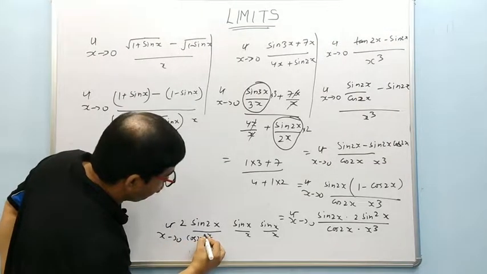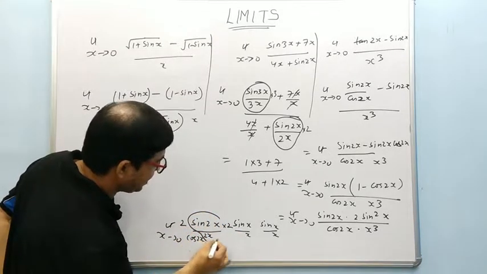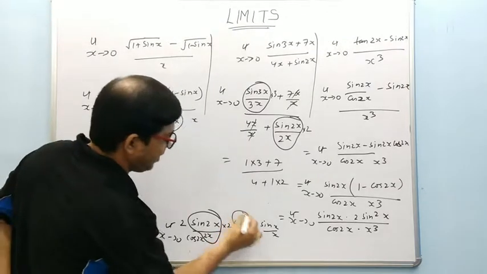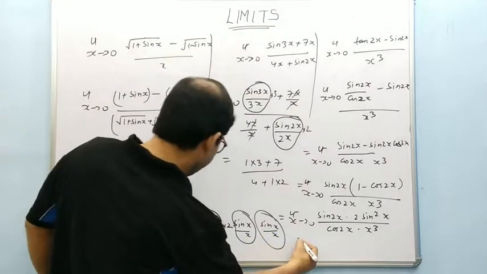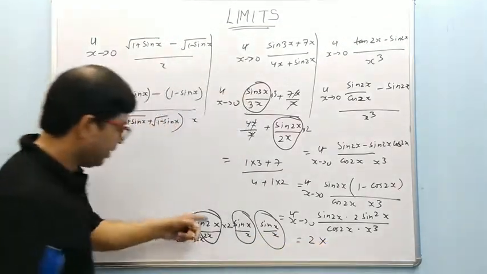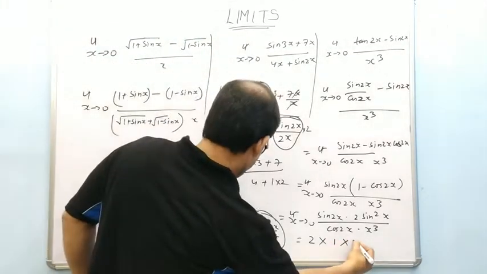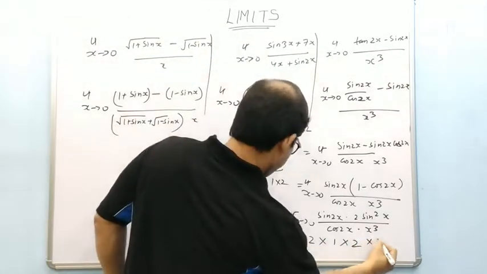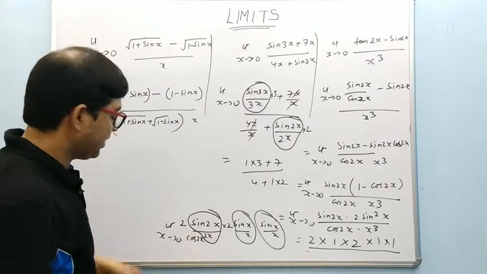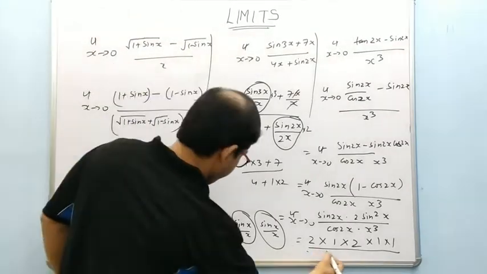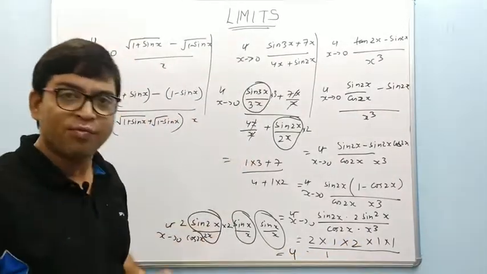Now just supply 2 here, 2 here to make the sin x by x form. This is already sin x by x, this is already sin x by x. So now you can take the limit very easily. It is coming out to be 2 into, this is 1 into 2, into 1 into 1 divided by cos 2x, that means cos 0, that is 1. So the answer is 4. We got the value of that limit.